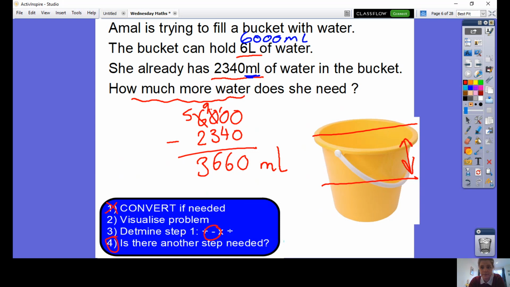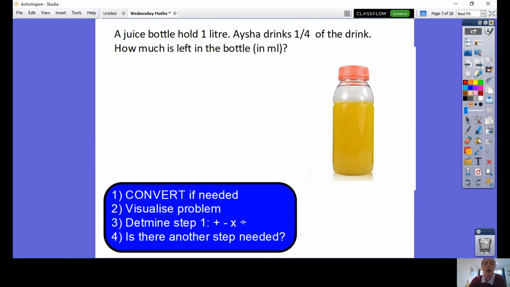That's all I needed to do there. Okay, I'm going to do the next one as well. A juice bottle holds 1 litre. Aisha drinks a quarter of the drink. How much is left in the bottle in millilitres?